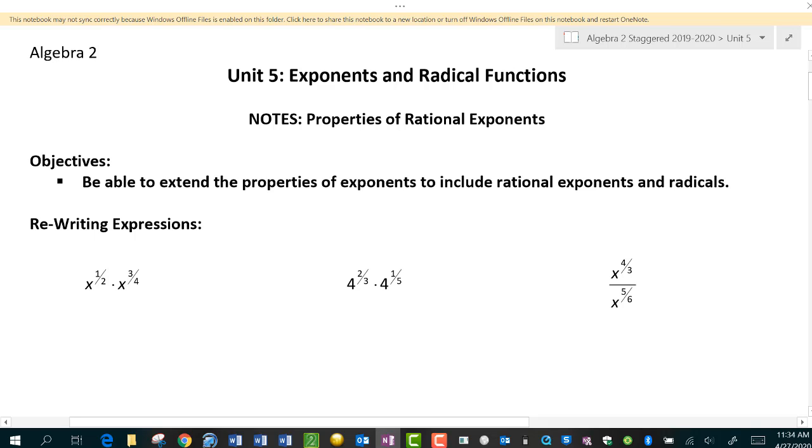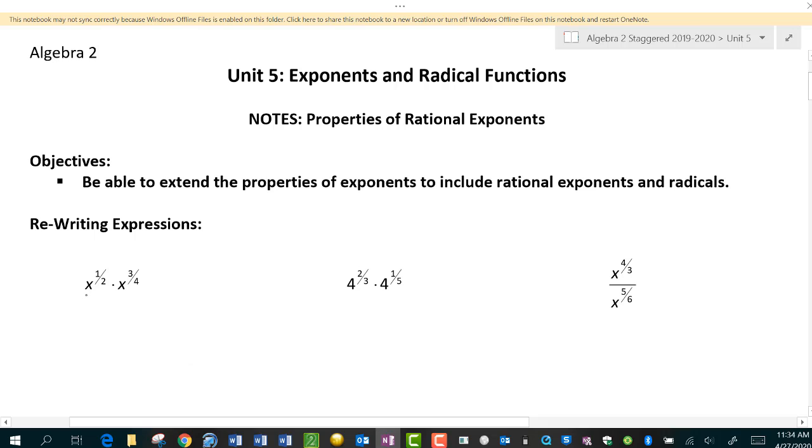So I'm going to go through a handful of examples. There's some that I'll have you do on your own, pausing the video when that time comes, and some that I'll go through as well. So starting with the first one in the top left. So I have x to the power of 1/2 times x to the power of 3/4.